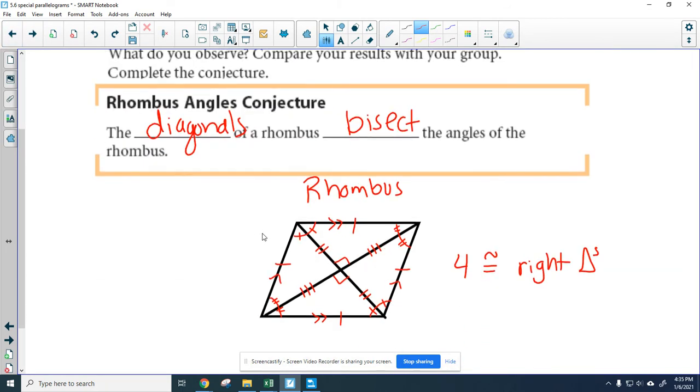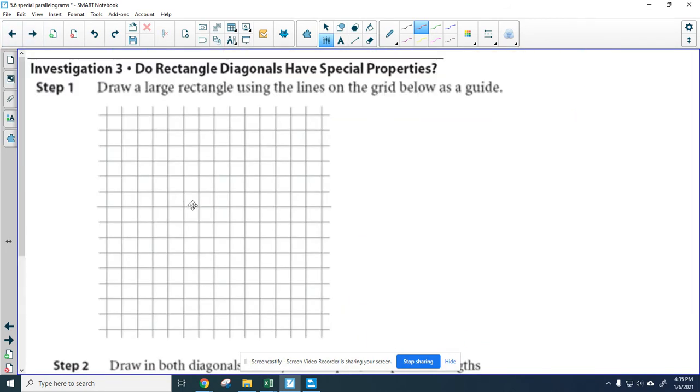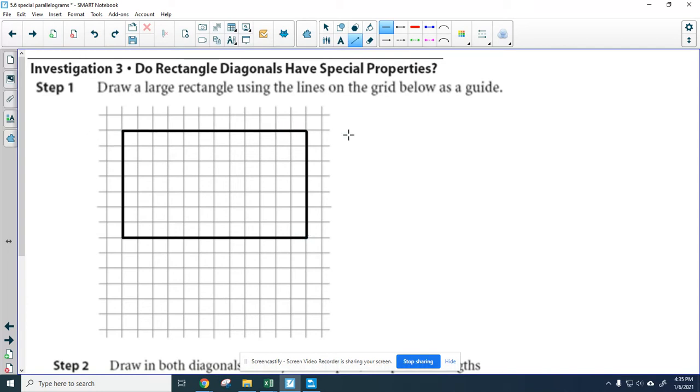Oh, and by the way, if you need to pause, rewind, go back, double check anything, by all means, feel free to do that. Next one here, we're going to draw, using just the grid lines and a straight edge, a nice big rectangle. I'm going to use my little straight edge tool. And remember, a rectangle is also a parallelogram. So all of those parallelogram properties apply.